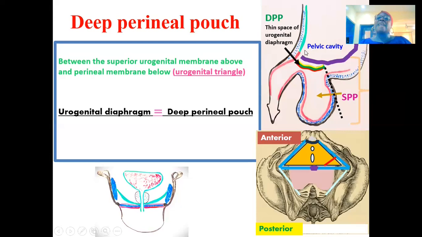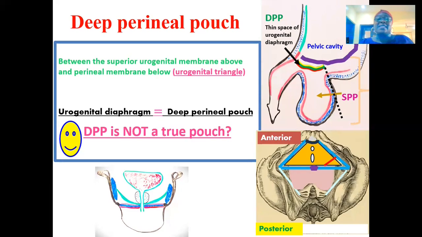And this is what is highlighted here in this region. So we can literally say that the deep perineal pouch can also be the urogenital diaphragm. And if you look at the configuration or how its alignment is presented, you see that it does not show the true configuration of a pouch. And this is why we say that the deep perineal pouch does not present a true configuration of a pouch.